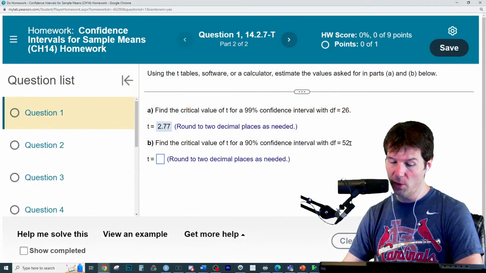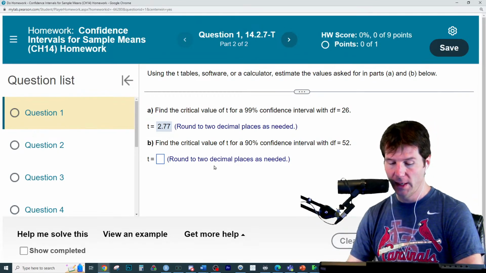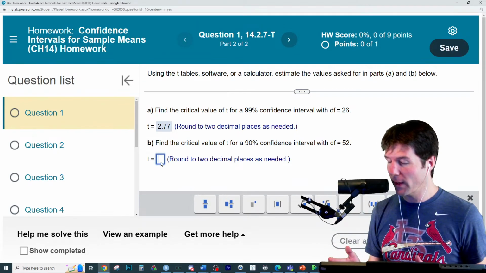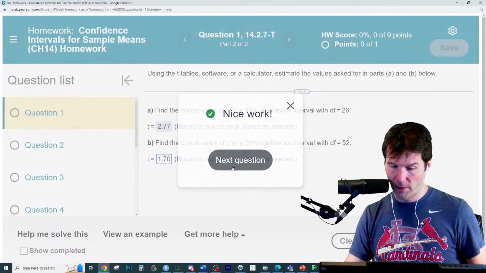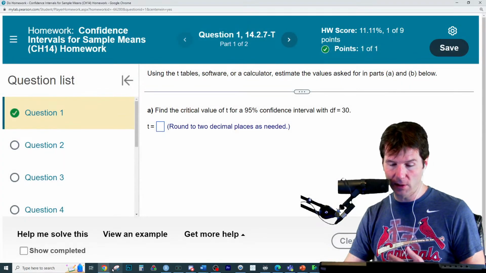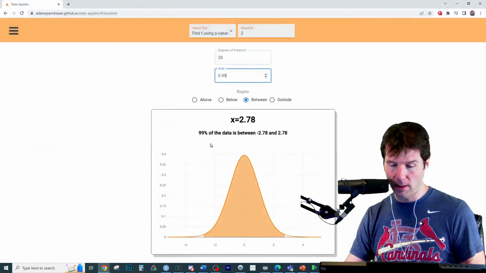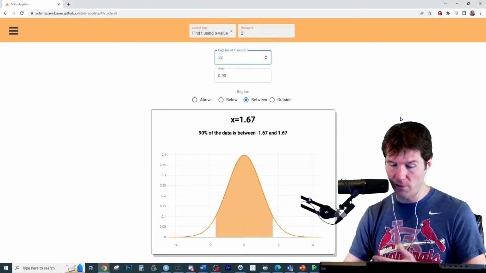And then I like that they give you more degrees of freedom on this one. So the z-score for 90% confidence is 1.645. So we need to go a little bit further out than that. So 1.70. And we got it right. So once again, you're not meant to guess these. You're meant to understand how t's and z's work. And you can just enter in the values over here, 90% confidence, and it was like 52 degrees of freedom.